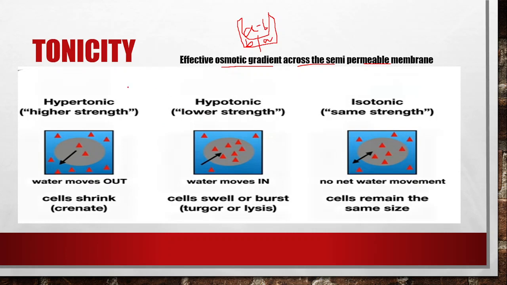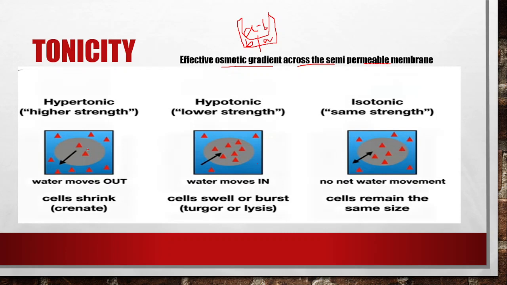On the basis of tonicity, a solution may be hypertonic, hypotonic, or isotonic. Hypertonic means that the solution has a higher concentration of solute, whereas hypotonic means that the solution has a lower concentration of solute. Isotonic means that the number of solutes is the same across the semi-permeable membrane.